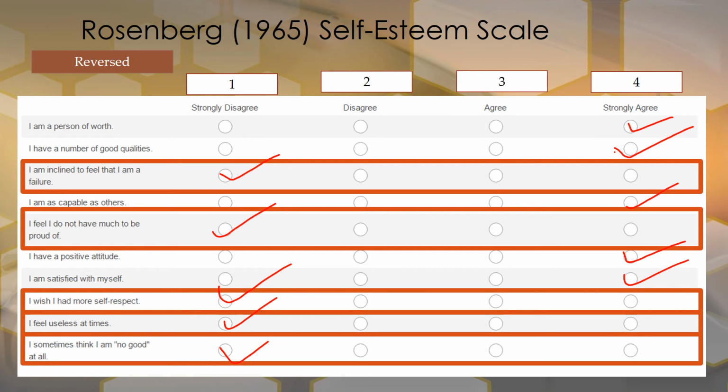And so they're going to have to get a different scoring scheme to make everything consistent. So for those items, we're going to give a strongly disagree a number 4, a disagree a number 3, an agree a 2, and a strongly agree a 1. So the reverse scored items are going to be scored a little differently, because if they agree with that item, it really means that they don't have very high self-esteem, and if they strongly disagree with those reverse scored items, then that means they really do have high self-esteem.